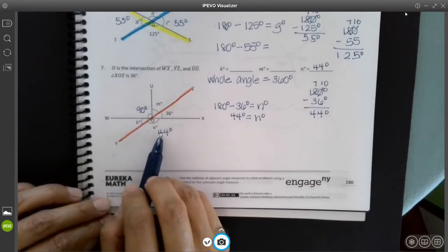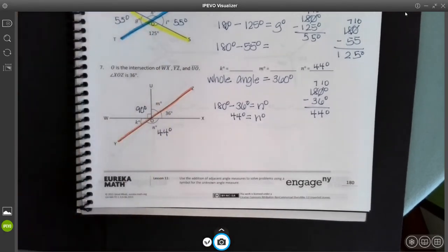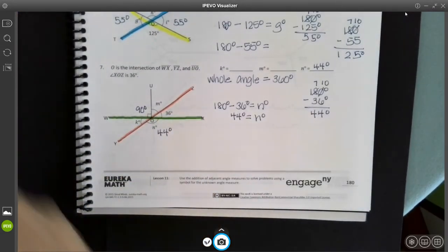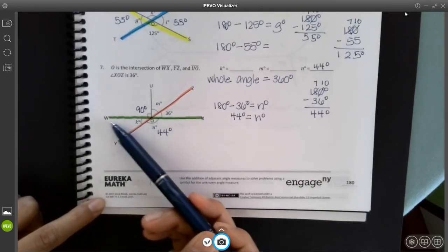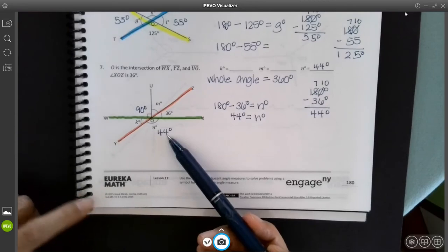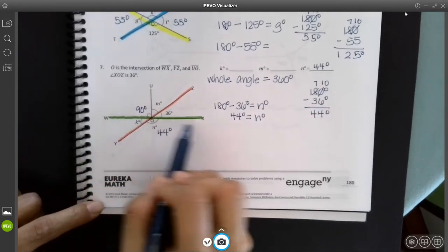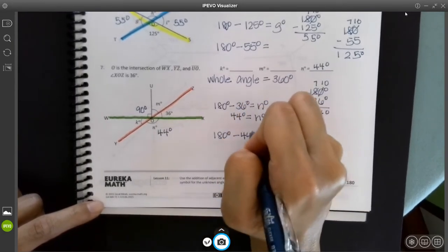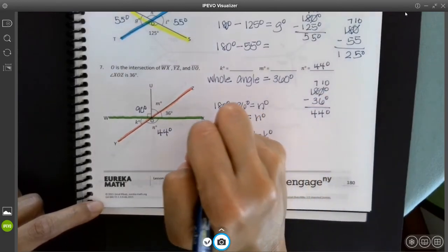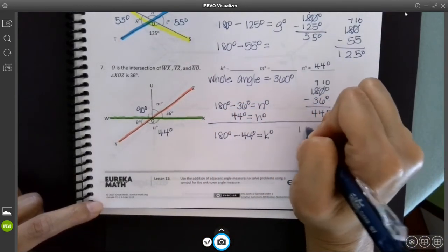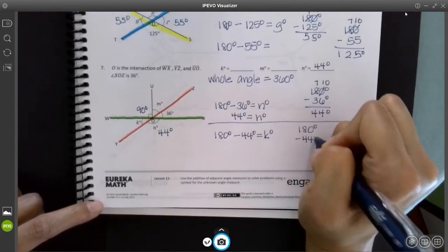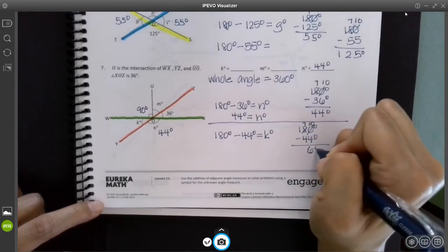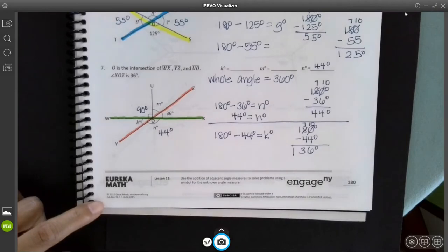Now that we know that, here's our straight angle here. We know N is 44, so K plus 44 should equal 180 because they are on this straight angle. 180 minus 44 equals K. I'm going to make a line here. So 180 minus 44, and oops.